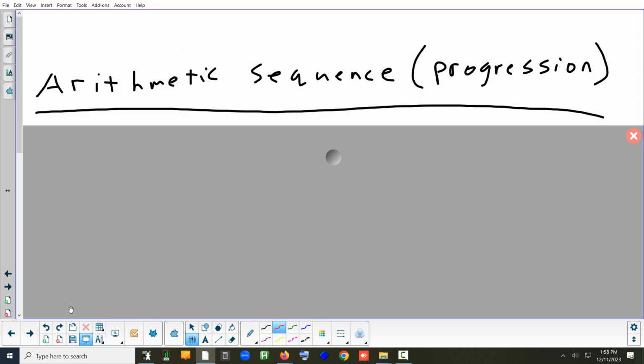So I told you there are two special kinds of sequences we're going to look at. One is where you add a number over and over, and another one is where you multiply by a number. Now, first thing, how you pronounce that: arithmetic. Some people say arithmetic, some people say arithmetic. I say arithmetic. And if you go on YouTube and look it up, different people say it different ways.